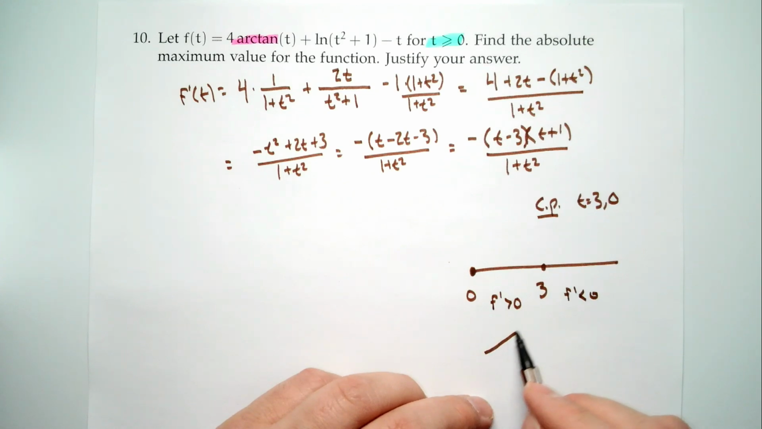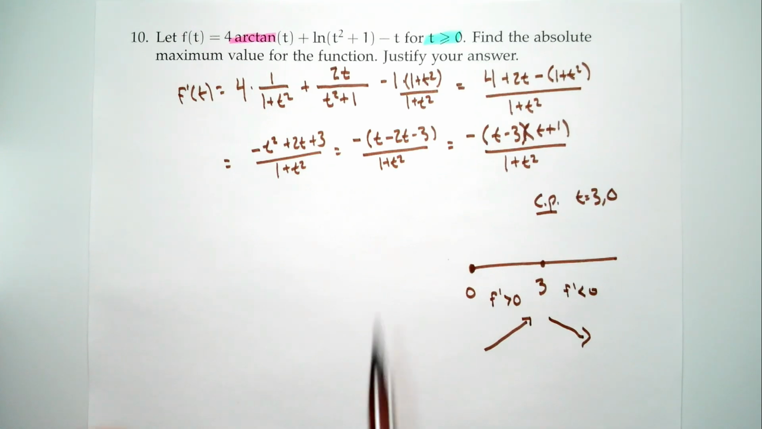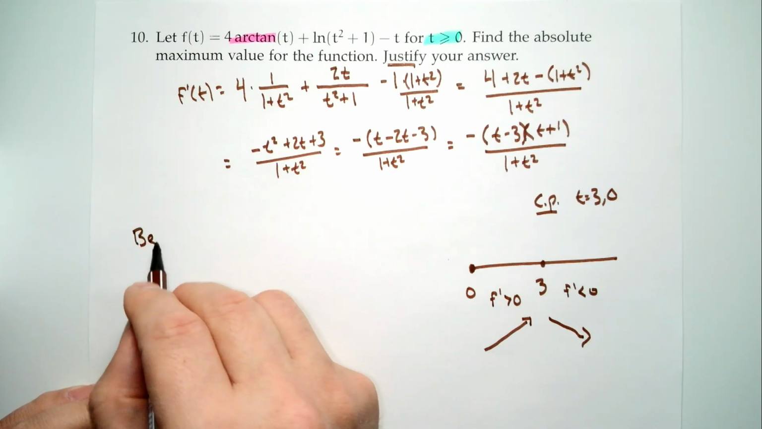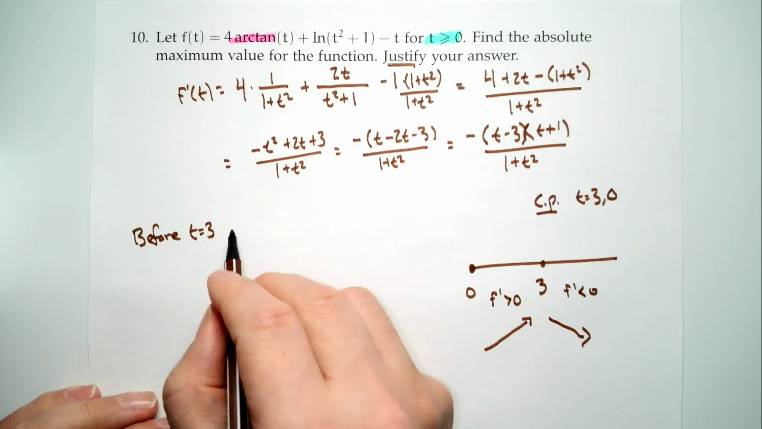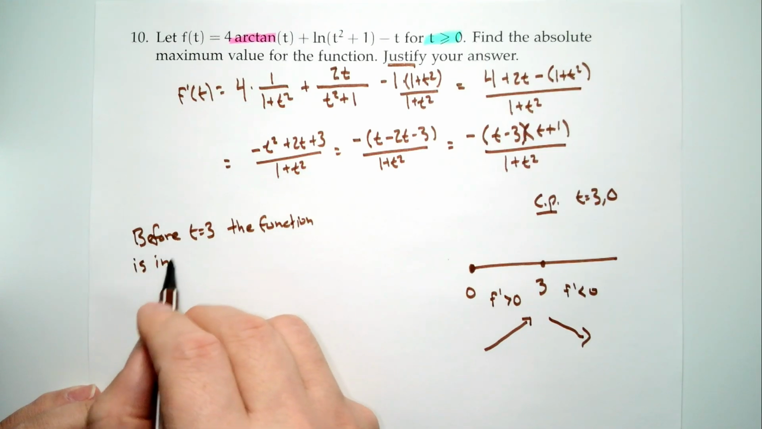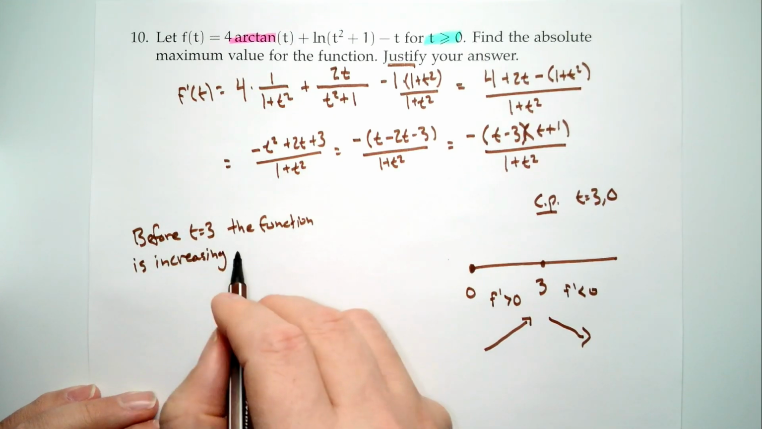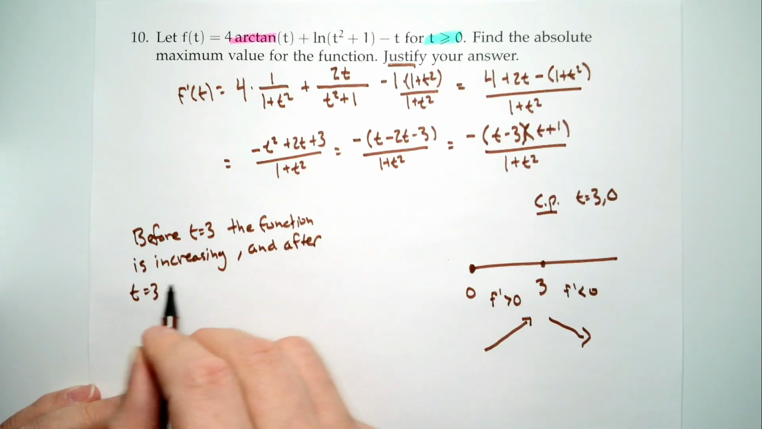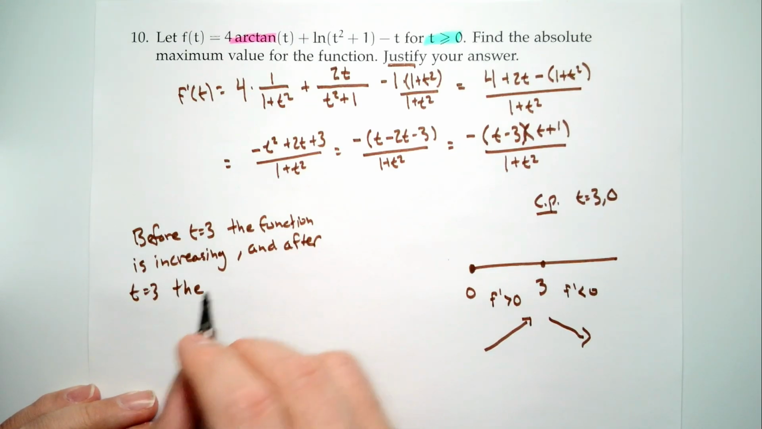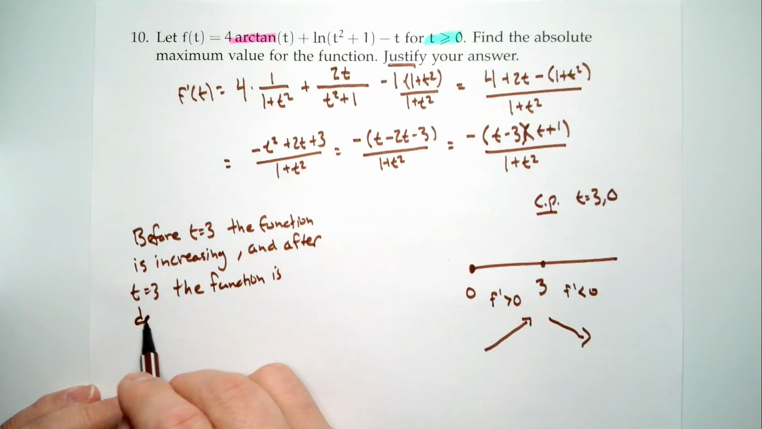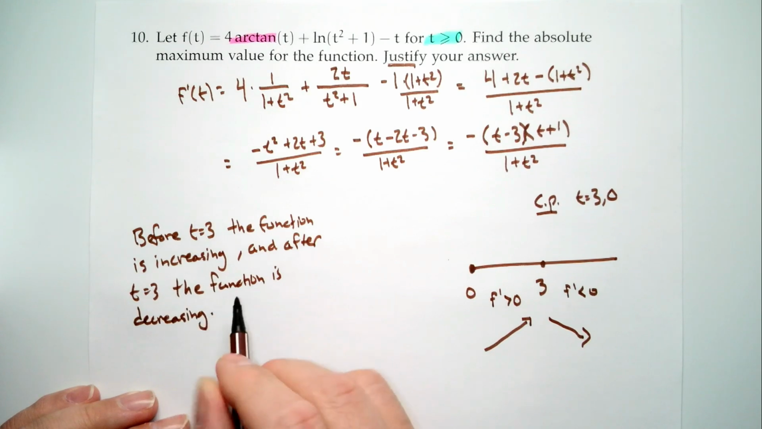So we see that before 3, the function goes up. After 3, the function goes down. In fact, you see how it says justify? We can justify. So before t equals 3, the function is increasing. And after, the function is decreasing. And so what does that tell us? Well, it tells us that if we're going up before t equals 3 and we're going down after t equals 3, the conclusion is that t equals 3 must be where the max occurs.